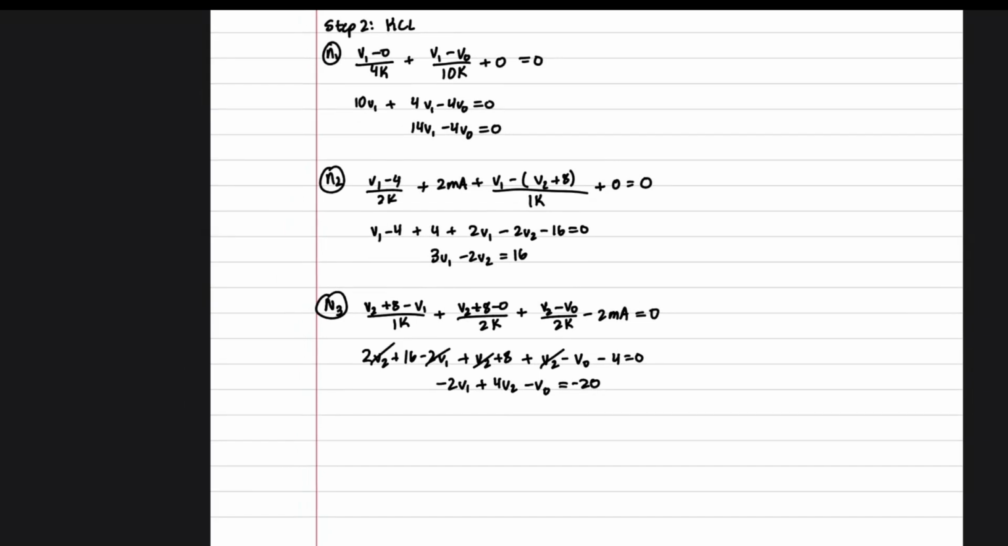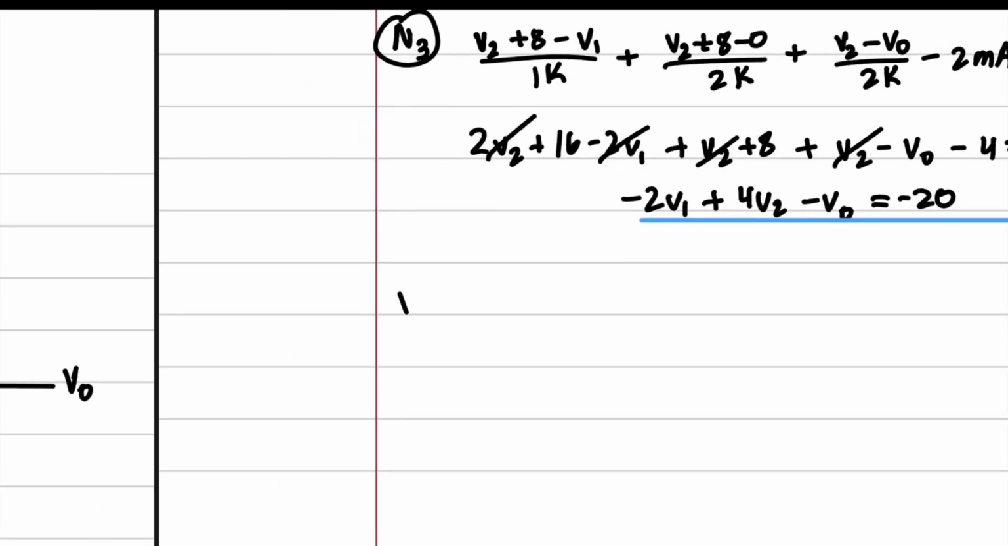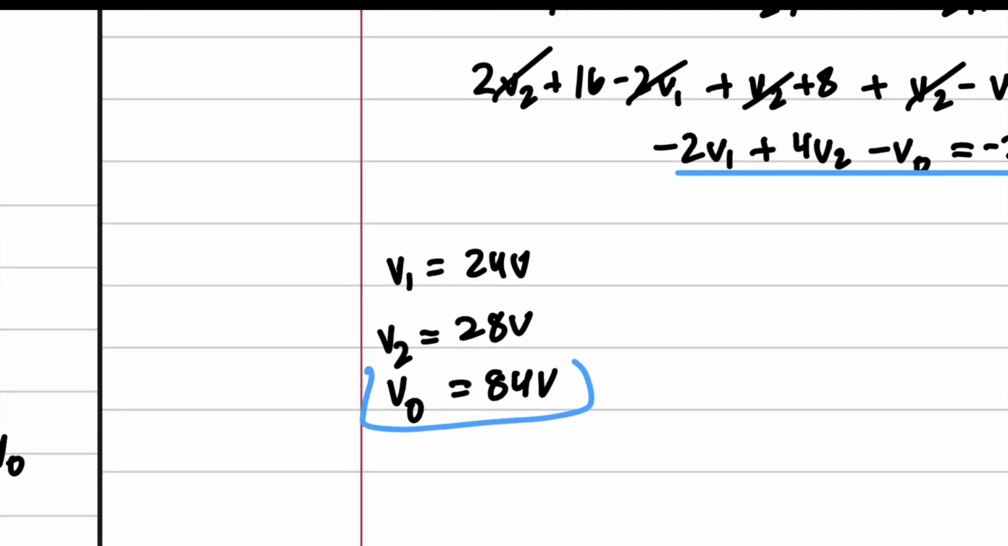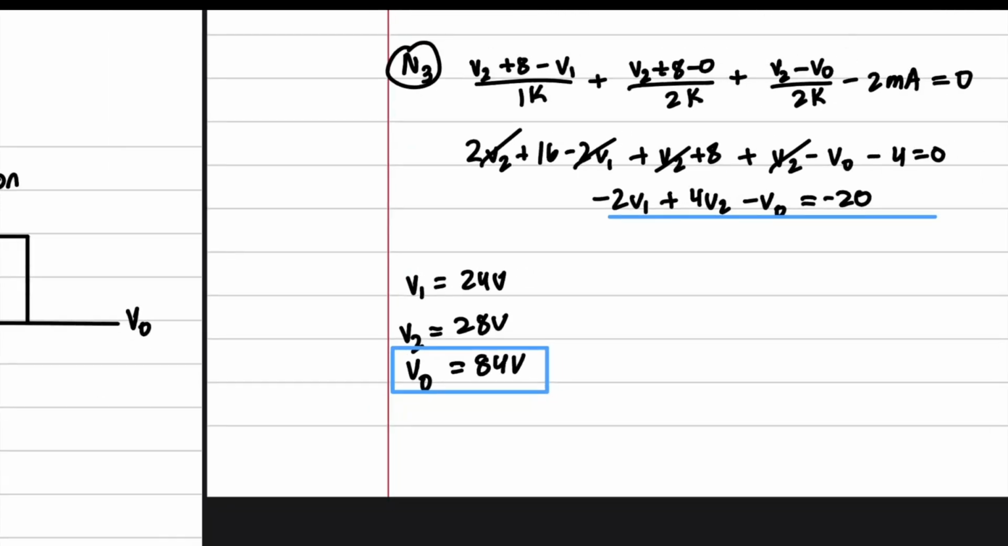And so these are our nodal equations. You're going to plug them into a matrix on your calculator, and you are going to get V1 is equal to 24 volts, V2 is equal to 28 volts, and V naught is equal to 84 volts. And look at that, very nice numbers, and we get an amplified voltage of 84 volts, which is pretty nice.